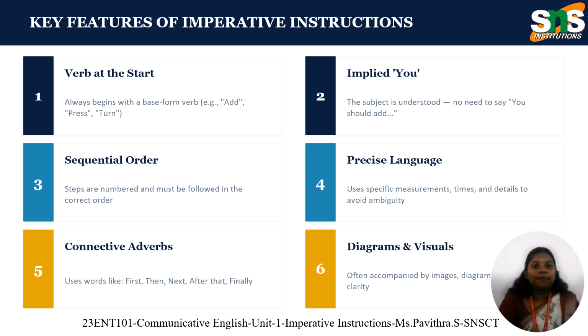And the fourth one, precise language: specific measurements, times and details. Not add some water, add 2 cups of water, that's it. And the fifth one, connective adverbs: words like first, then, next, after that, finally. These keep your reader on track. And the sixth one is diagrams and visuals. Great instructions often include images, icons, and diagrams to make things crystal clear.